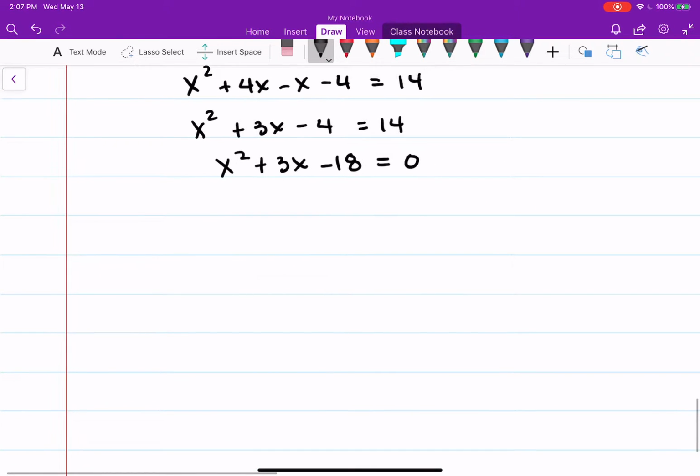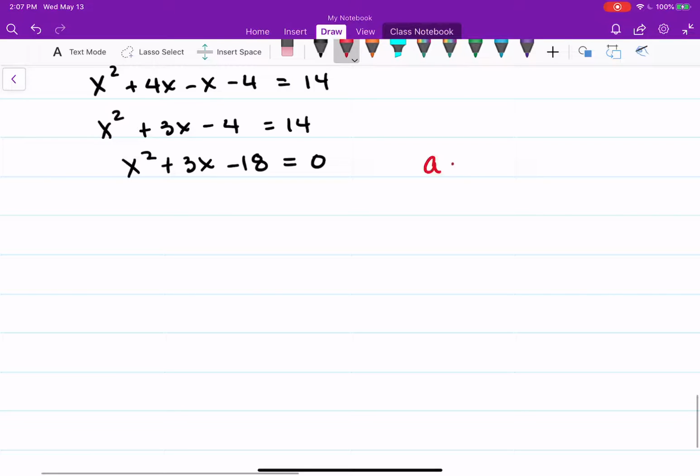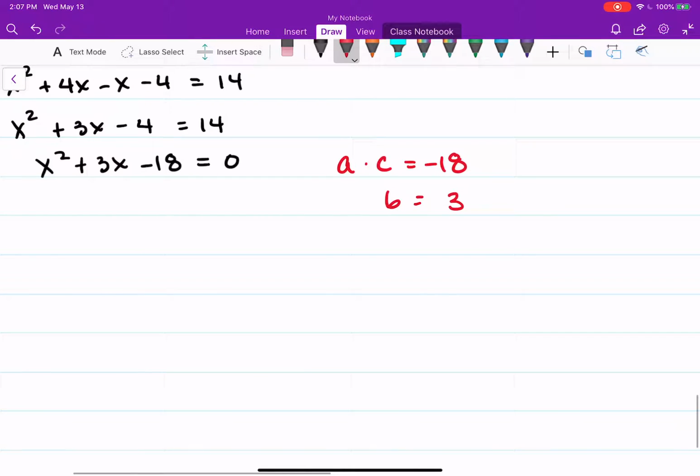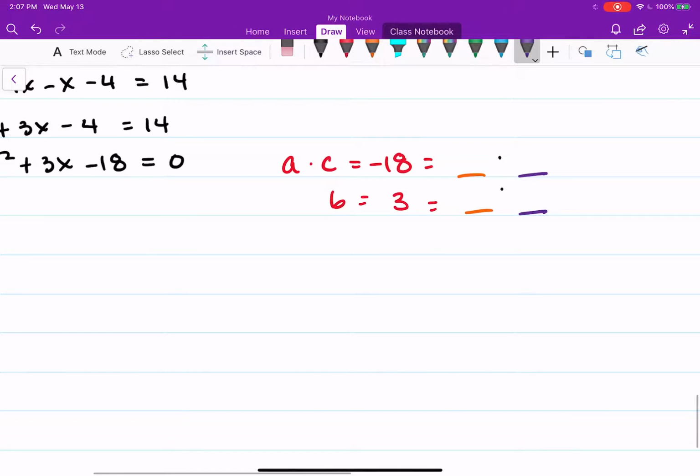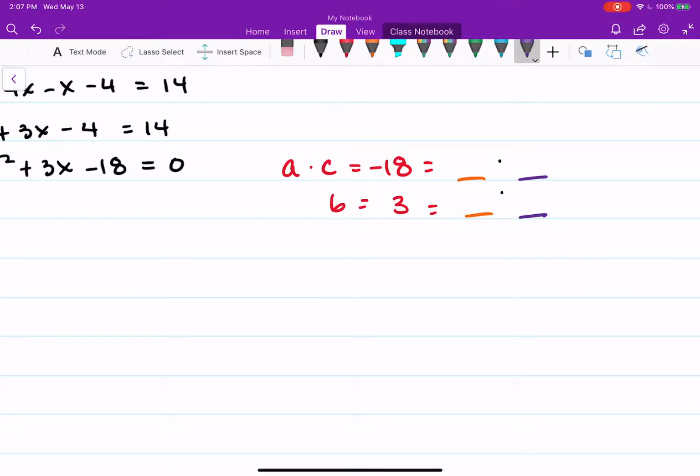Answer is no. So I go to the side, say, okay, A times C is equal to negative 18. B is equal to 3. So I need to find my two numbers. But since A is equal to 1, right? So let me see. Let's find these two numbers first. Let's try negative 3 and positive 6. So check that. Oh, sorry. This is supposed to be a plus. So check that. Negative 3 times 6, negative 18. Negative 3 plus 6, positive 3. Awesome. I got it.